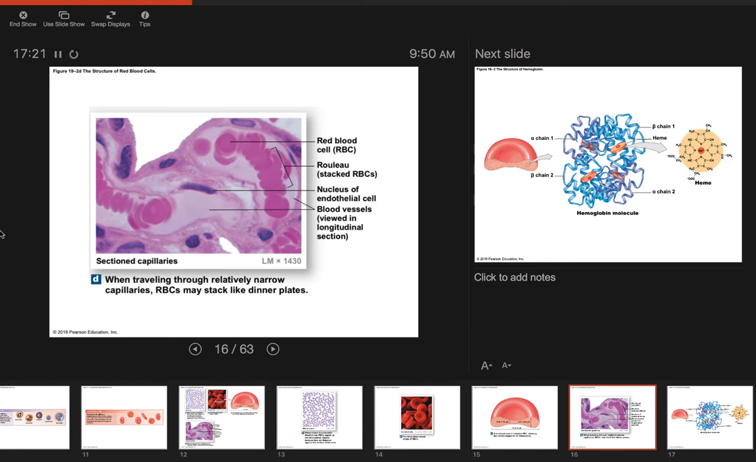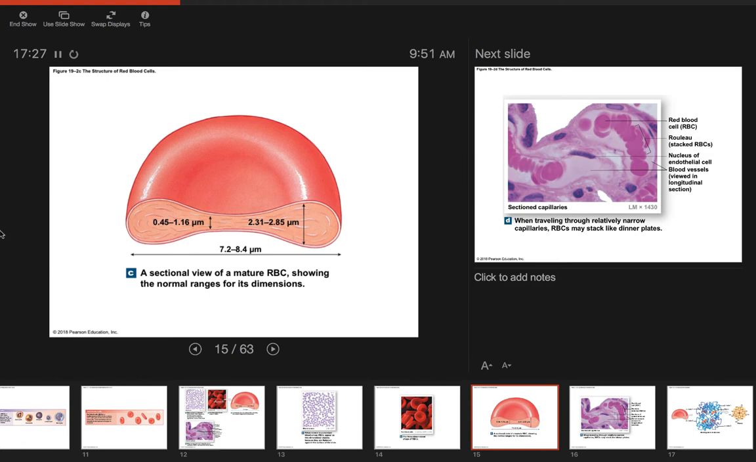All right, now on the inside of the red blood cell, we notice a couple of things. So this is the cytoplasm in here. There's no nucleus. What does that tell us?